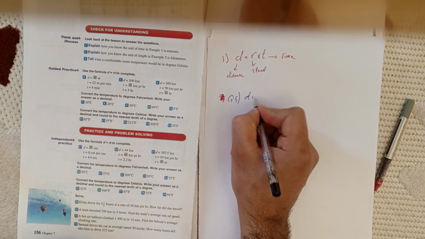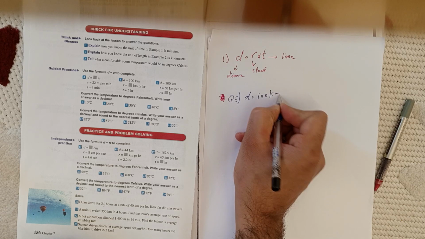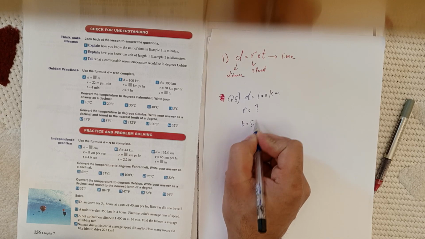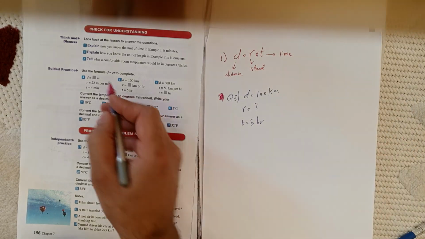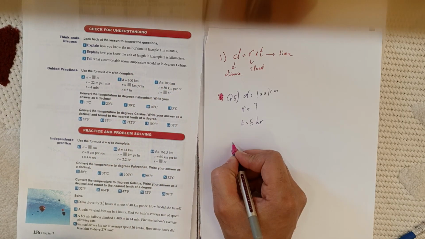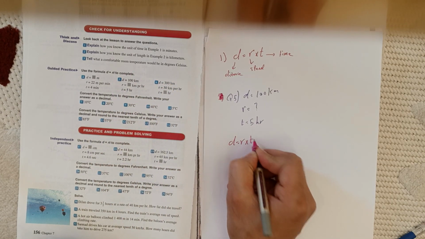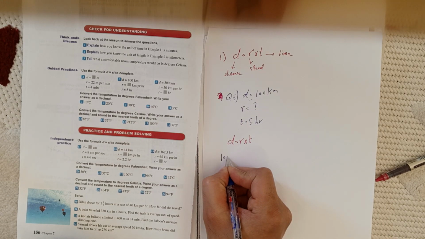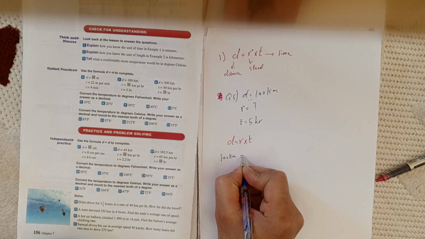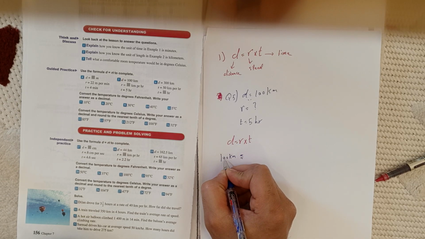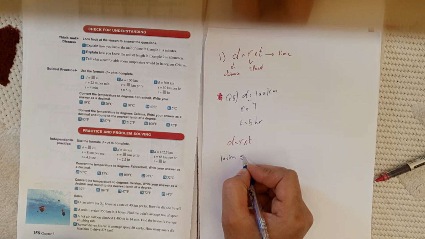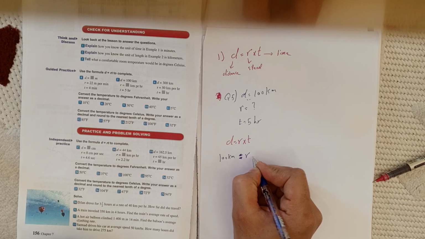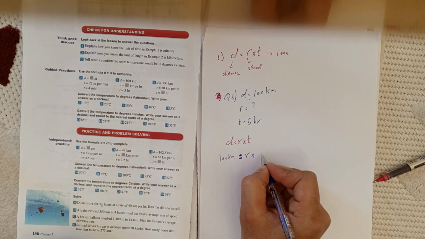So question 5: D is 100 kilometers, R we don't know, T is 5 hours. Okay, the formula is given, which is D is equal to RT. D is R times T. So D is what? Look at the question, it's 100 kilometers. So 100 equals, instead of D we write 100 because 100 is given. R we don't know, so we need to find R, the speed, times T, which is 5.